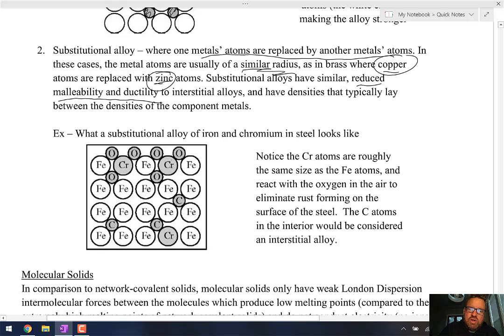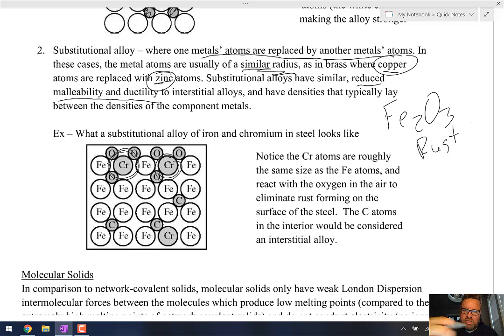And so what they do is they replace some of the iron atoms, you can see it right here and right here, with chromium atoms, because chromium oxide is not the brittle, weak compound that iron(III) oxide is. Iron(III) oxide, Fe2O3, is the compound for rust. But if you replace those iron atoms on the surface of the metal with chromium, then when the chromium forms those oxides, it doesn't form into rust. It creates chromium oxide, which doesn't have those same properties that rust does.